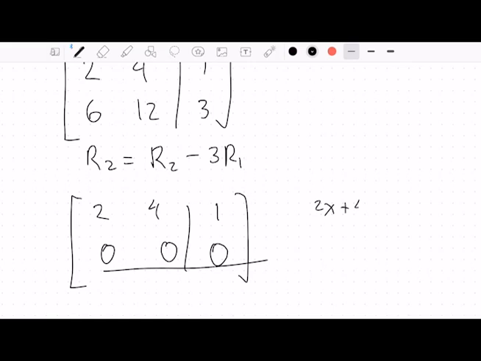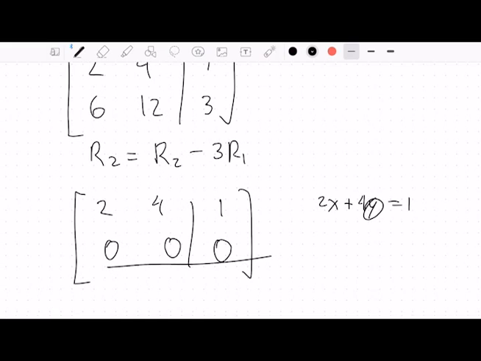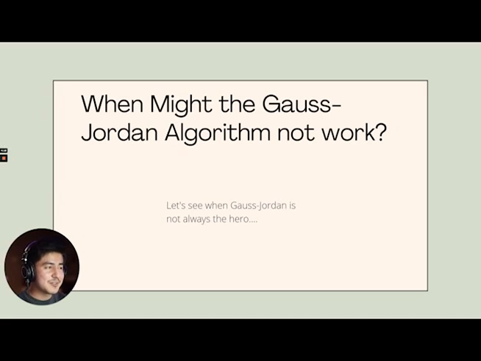So we would still have something like 2x plus 4y is equal to 1, but we still have two unknown variables that we never actually solved. And now that we've seen when the Gauss-Jordan algorithm may not always work out, that is all we'll have to speak about for today.